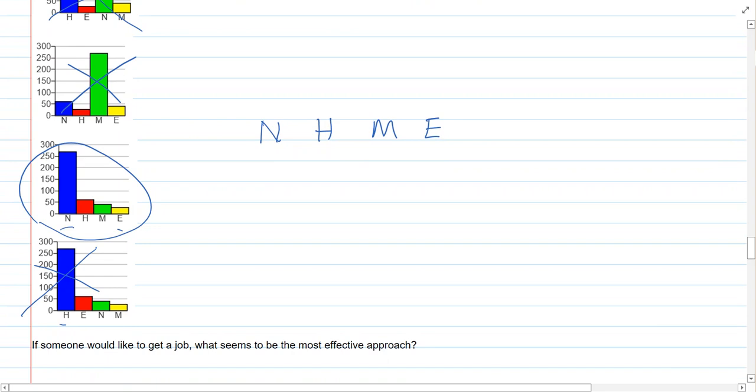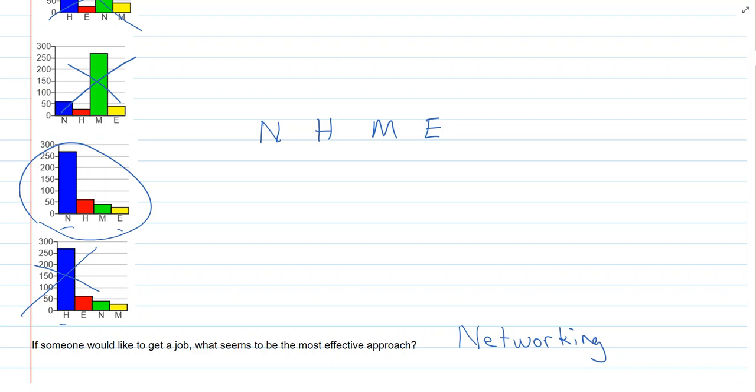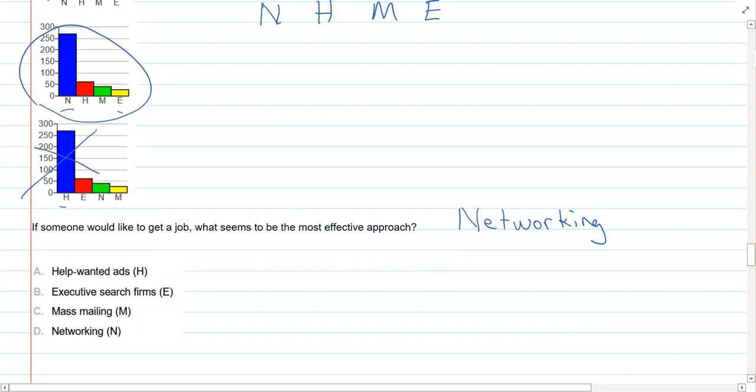If someone would like to get a job, what seems to be the most effective approach, and that is networking. That means using your friends from prior employment or friends in general who went to college with you, and seeing if there's openings within their employment area. So D, it would be D, networking.